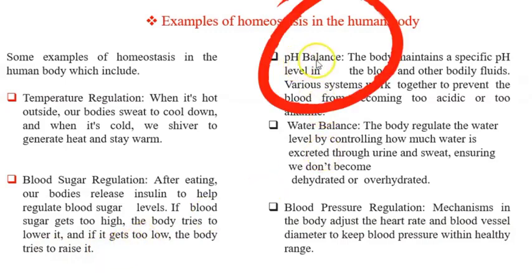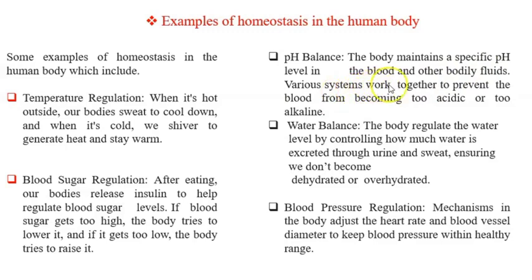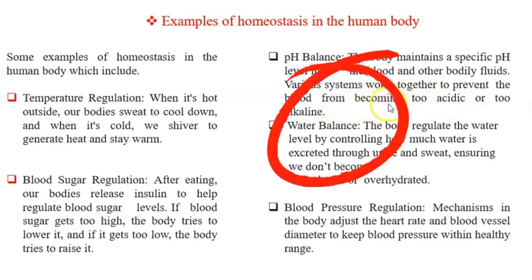The third one is pH balance. The body maintains a specific pH level, and you know that the normal physiological pH is 7.4. So the body tries its best to maintain this physiological pH. It will not allow it to move towards acidic, neither will it allow it to move towards alkalinity. It will maintain a neutral point of 7.4.